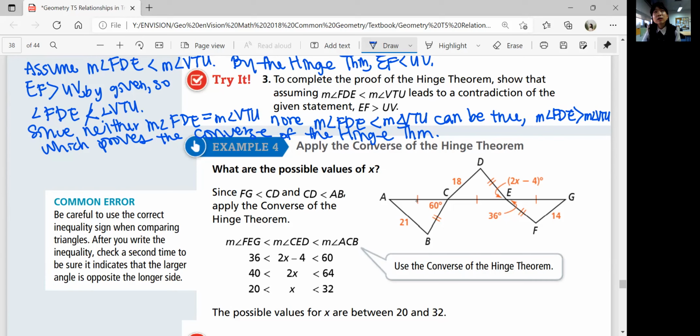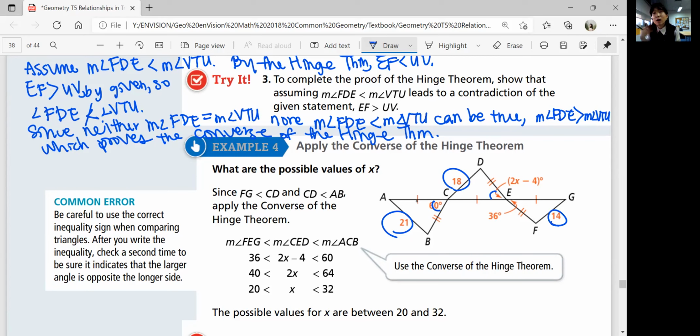So we can look at the included angles, 60, and the opposite side, 21. Okay, we have 18 here, and that angle is 2x minus 4. And we have 14 here, and that angle is 36. So obviously, the longest side is 21, so 60 must be the greatest angle. 18 is the next longest one, 14 is the shortest. So 36 is the smallest angle. So 2x minus 4 must be less than 60 and greater than 36 in order to match 18.